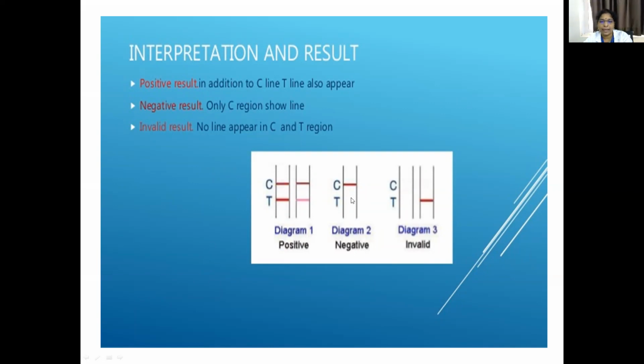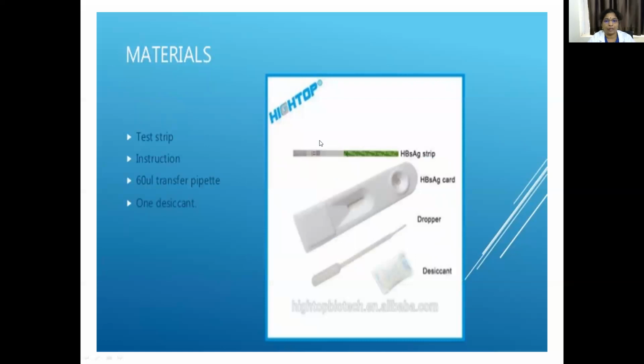When do you say that it is negative? If there is a colored band only in the control region and no band in the test region, the test is negative. When will you tell it is invalid? When there is a colored band in the test region and no band in the control region, the test is invalid. If no line appears in the control or in the test region, it is also called an invalid test.